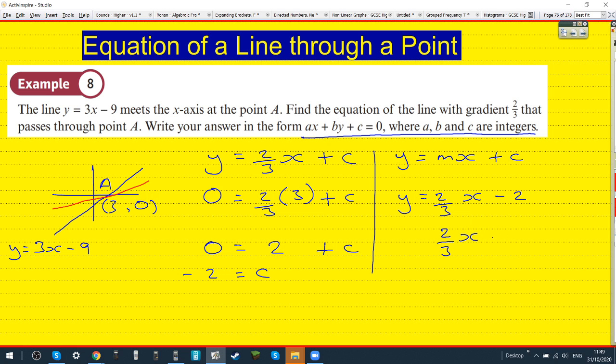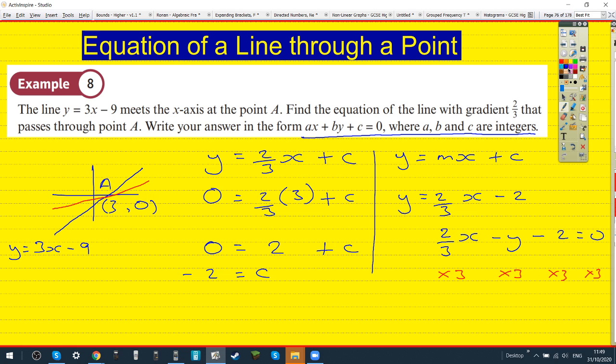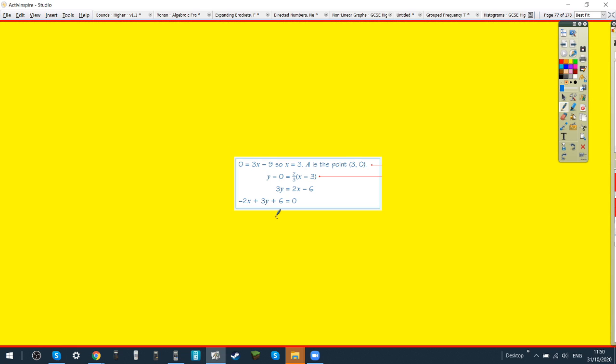Then you need to put it into integers. So you'd multiply it by 3. 2 over 3 multiplied by 3, which is 2. So it'd be 2x, and then you'd multiply everything else by 3, minus 3y minus 6 equals 0. Hold on. Let's take a look. So they wrote it in the other way, so they'd only have 1 minus and 2 pluses. Yeah. But it's the same thing, so long as your y and c have different signs from your x.